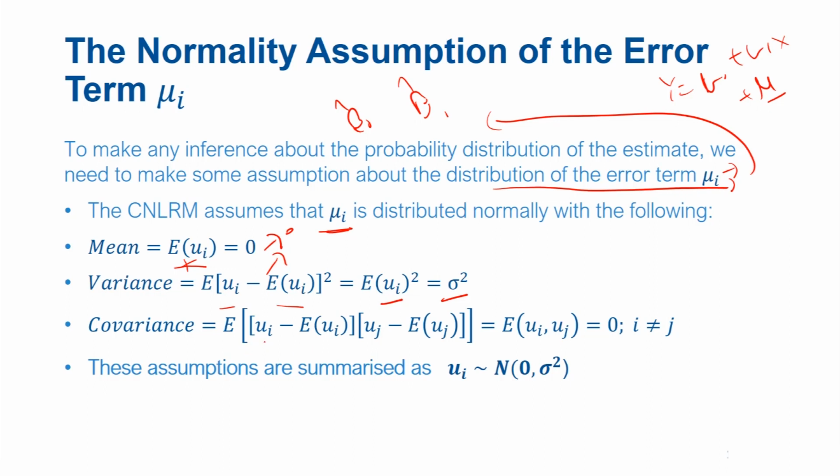Third, the covariance or correlation between mu i and mu j, because the means are 0, converges to this expression, is also 0. That means mu i and mu j across observations i and j are not correlated. Combined, the assumption can be written in this form, that is mu i is distributed normally with a mean of 0 and variance of sigma square, with 0 autocorrelation.